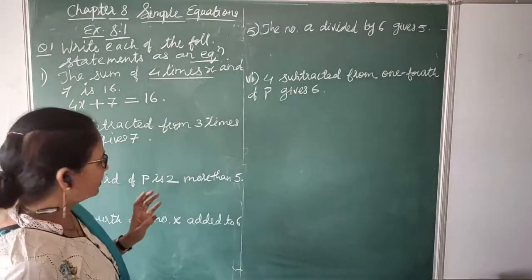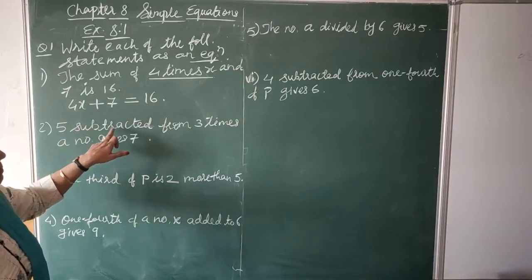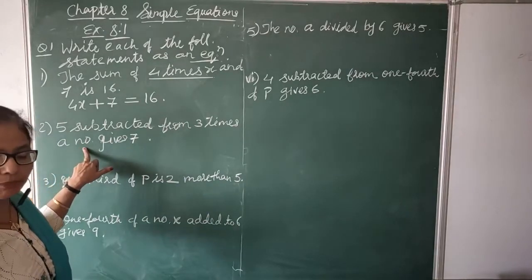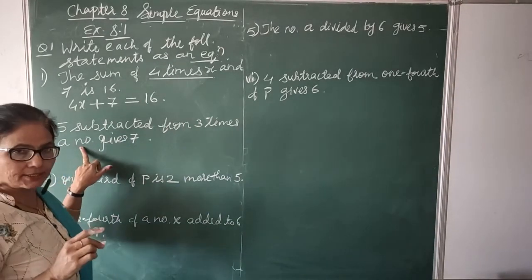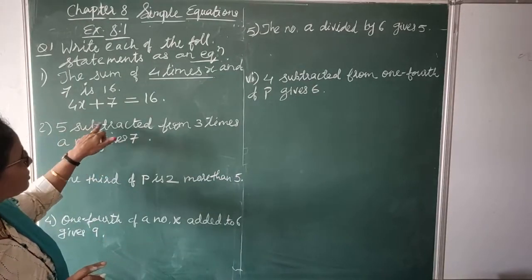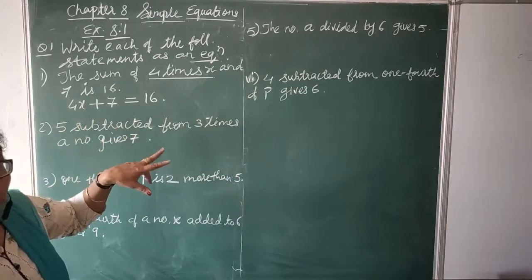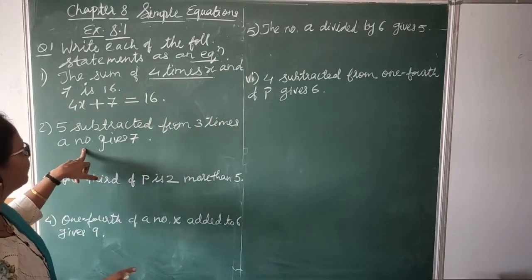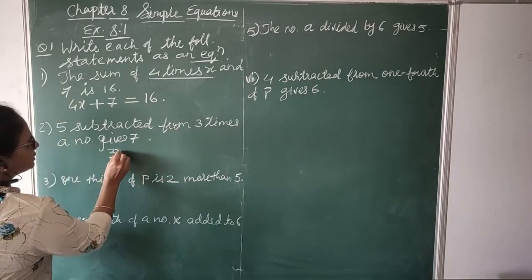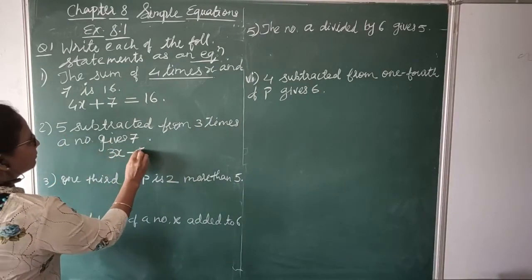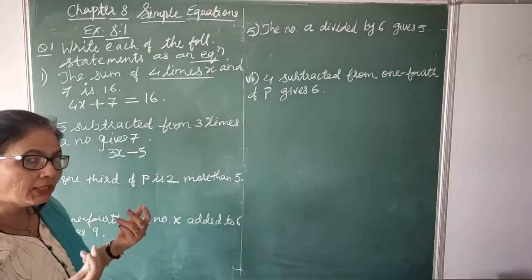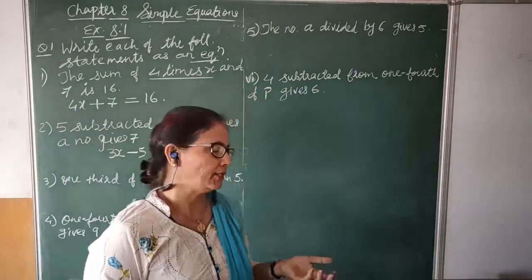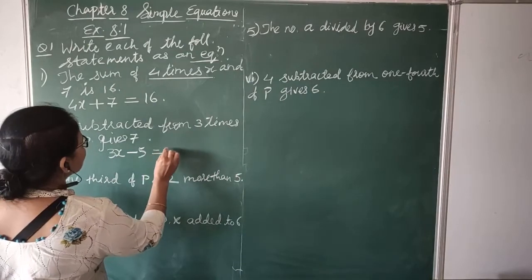16. Okay. Move to this one. 5 subtracted from 3 times a number. We don't know that number. Okay. So let that number be what? x. What is he saying? That 5 is to be subtracted, from what? From 3 times a number. Let that number be x. So from 3x you have to subtract 5, and what you are getting? 7. So whatever we get, that we always write after the equal to sign. Okay. So here this is equal to 7.